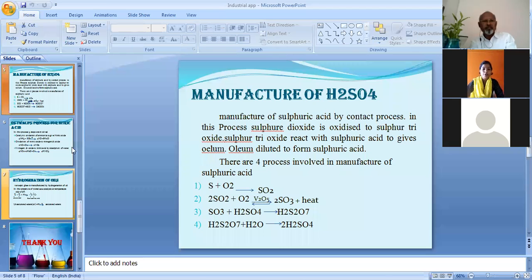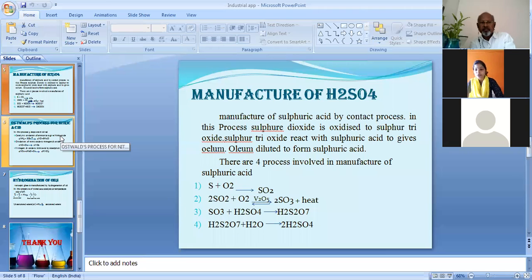Second, manufacture of H2SO4. H2SO4 is manufactured by the contact process. In this process, four steps are involved. First is production of sulfur dioxide from sulfur. Second, purification of sulfur dioxide. Third, catalytic oxidation of sulfur dioxide to sulfur trioxide. And fourth, sulfur trioxide is converted into oleum, and it is diluted to form sulfuric acid.